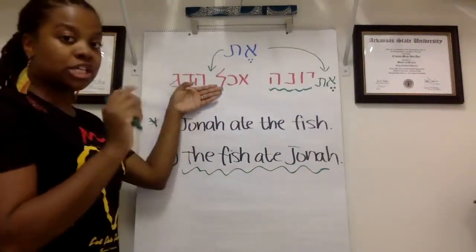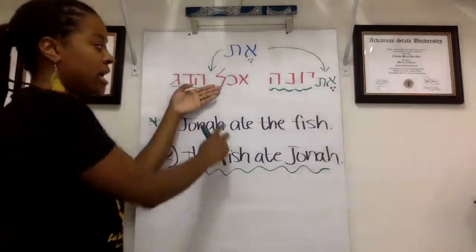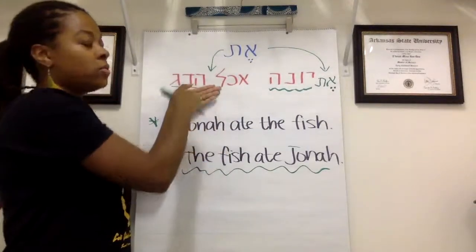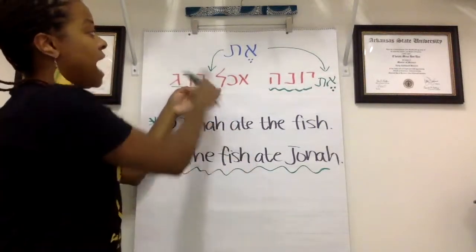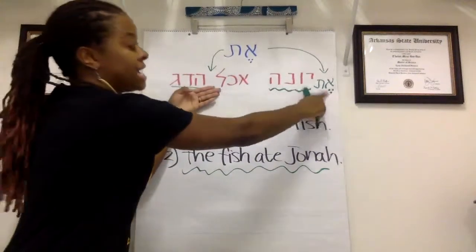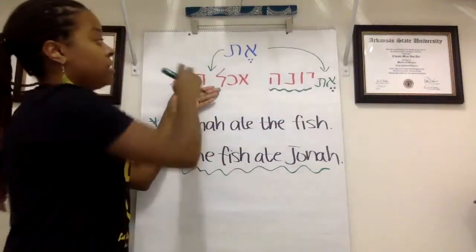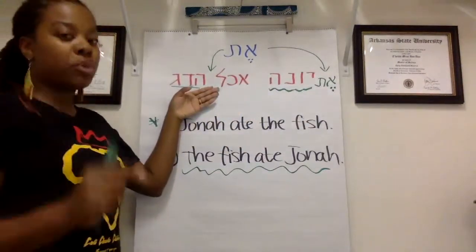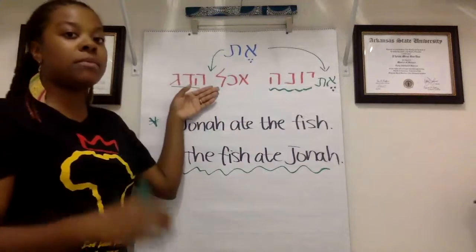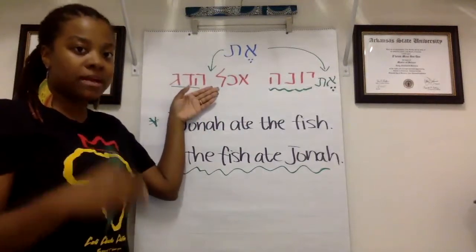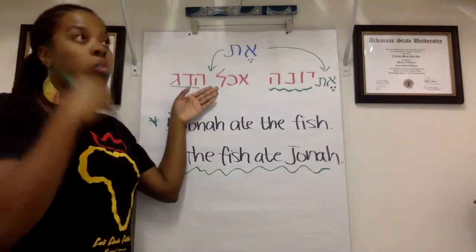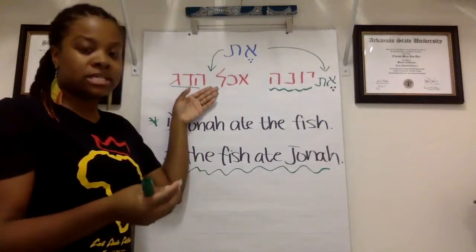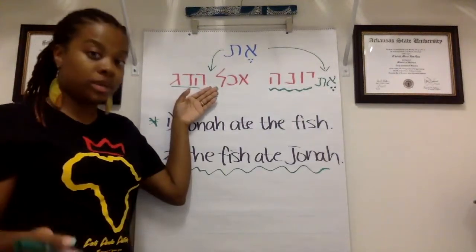And you could, again, just like we switched the order around and still made this sentence two ways, we could do the same thing. If I said hadag achal et Yonah, it would be the fish ate Jonah. Okay, so that wouldn't change. What's important is that the et is going to come before the definite direct object, and that lets you know what it is that is the object of the sentence as opposed to the subject that is doing the action.